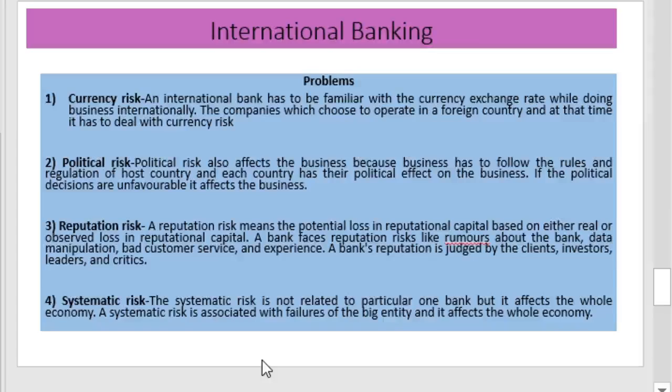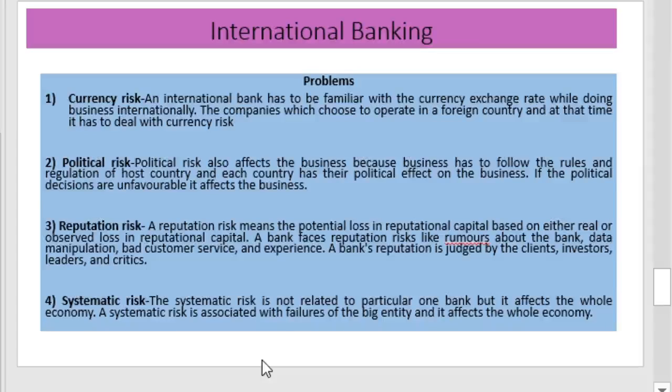Then reputation risk means the potential loss in reputational capital based on either real or perceived loss in reputational capital. That is, sometimes the bank has to face damage to its reputation in the form of rumors, data manipulation, bad customer service experience, etc. This reputation risk also sometimes happens, and it is a problem in the case of international banking. And another one is systemic risk.